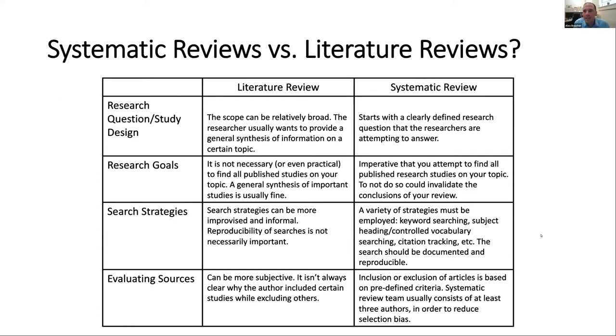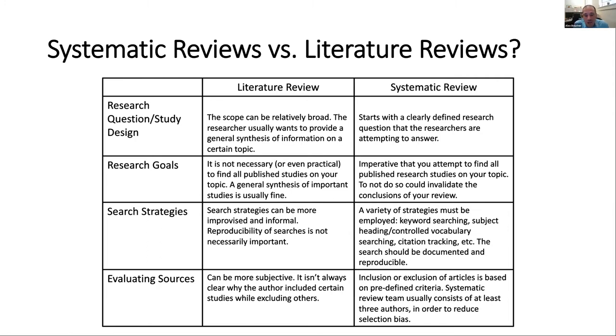But really, when you get into the next parts of this are where the clear differences are. In a literature review, you do not necessarily need to find all published studies on your topic. And a synthesis of important and current studies is usually fine. But with the systematic review, it is really important and even imperative that you find all published research studies on your topic. Now, of course, there's criteria to that. You may not have to find all studies because you may be only looking for studies since 2010 or 2015. But within that time range, you are expected to find all published studies, because to not do so could invalidate the conclusions of your article.